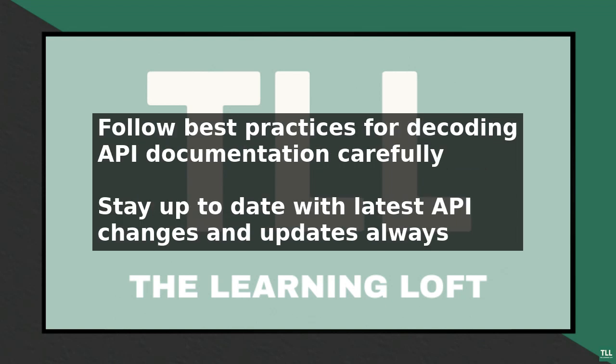Best practices for decoding Bill.com API documentation include carefully reading each section, testing API requests in a sandbox environment, and handling errors and exceptions properly. It is also essential to stay up to date with the latest API changes and updates.